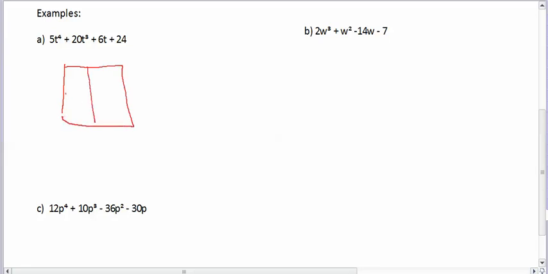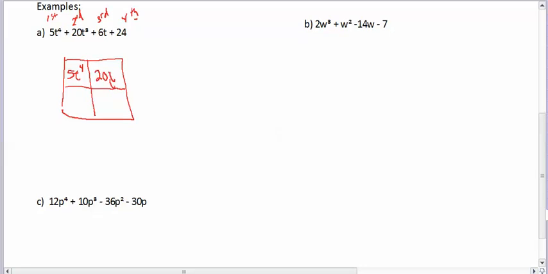Here's your first term, this is your second term, this is your third term, and this is your fourth term. From your notes you'll see that you have to put your first term in this very first box, t to the fourth power. The second term must go in here, t to the third power. The third term has to go in here, 6t, and the last term has to go here, 24.